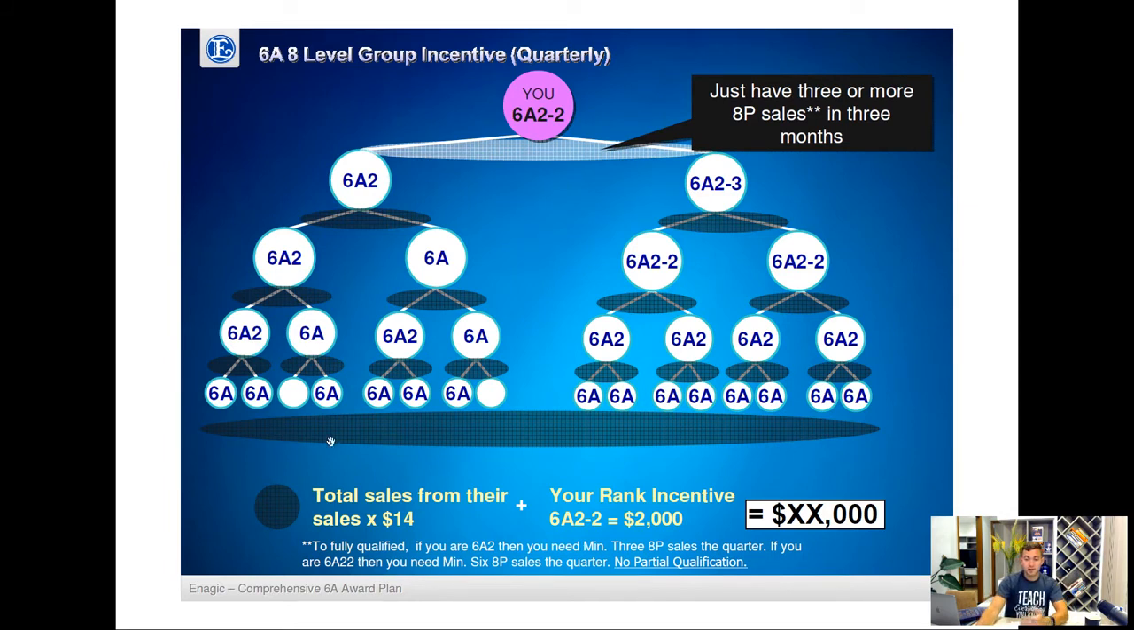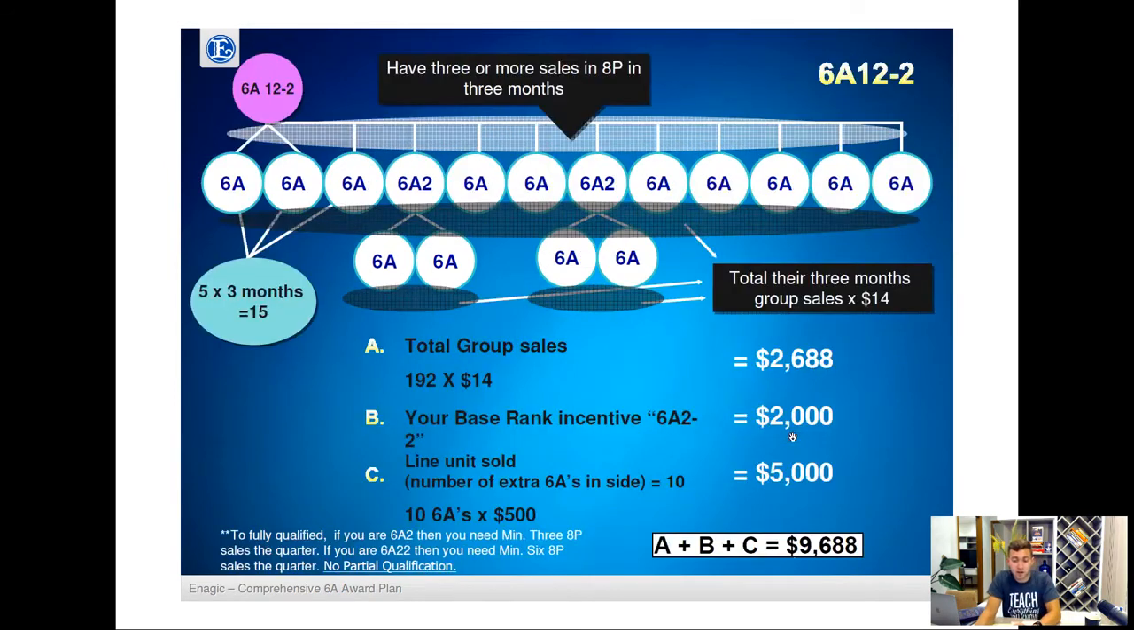All right. And then, of course, you're going to get the $2,000 automatically every single quarter just for being 6A2-2. Okay. So whatever that number totals up to be, that will be your quarterly bonus, your quarterly incentive check. All right, now here we're bringing back the example of the 6A12-2. This is where it really pays off.